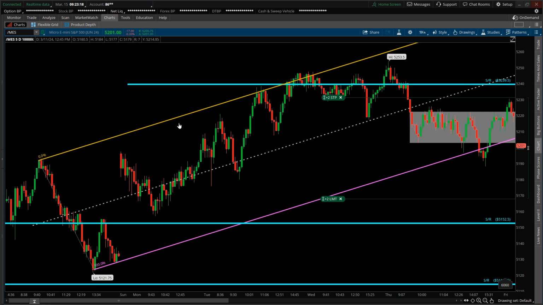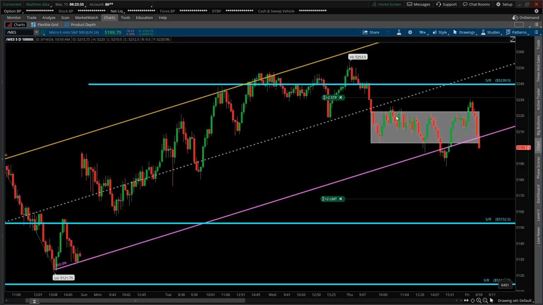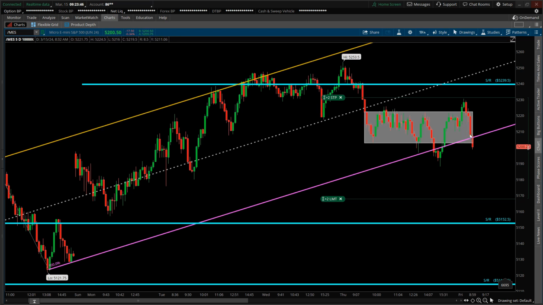This yellow is acting as a layer of resistance. This purple is acting as a layer of support, which is called the Andrews pitchfork. So this is just a pattern to help me identify reasonable market structure. Relative to the current spot price, during the overnight session, as well as heading into yesterday's close, price has just been range bound inside this gray rectangle, and it appears that price is starting to break below the purple support level, as well as ending this sideways price action.